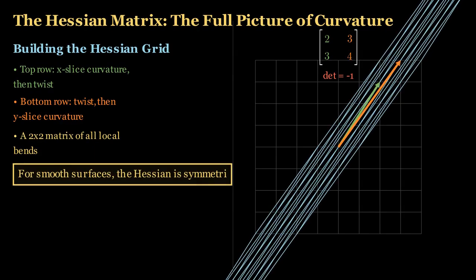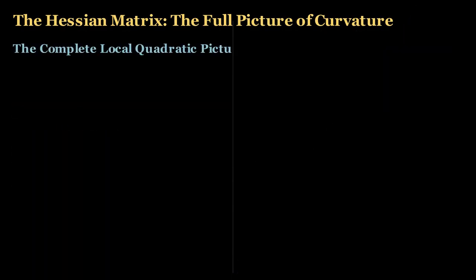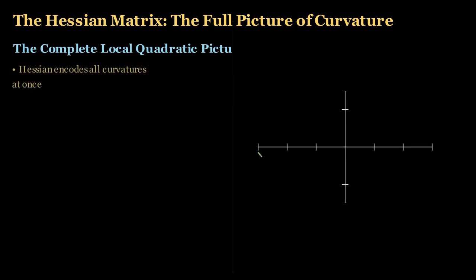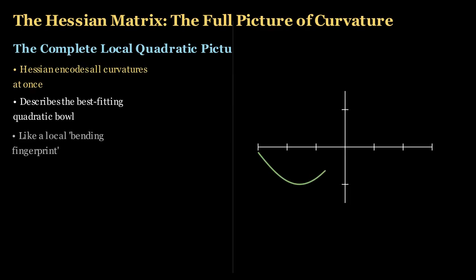This 2x2 matrix is the Hessian, denoted H. Together, these numbers capture every way the surface can bend or twist at that point. The Hessian defines the perfect quadratic bowl, curving up, down, or twisting, that hugs the surface most closely right there.